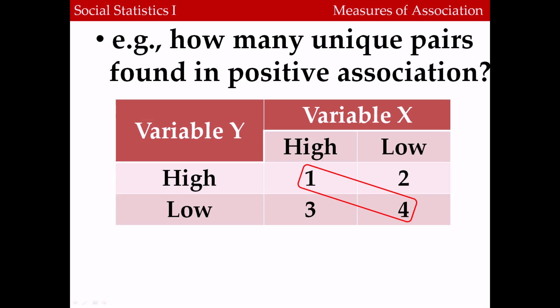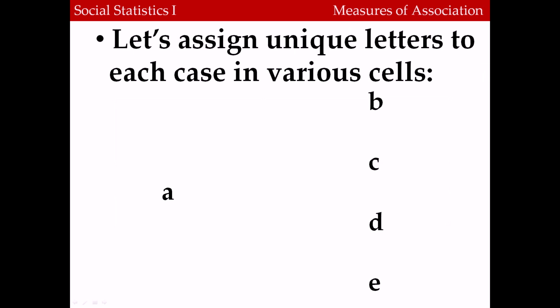How do we know how many unique pairs of cells are found across the combination of these two cells? Well, to answer that question, let's suppose that we assigned a letter value to each of the 5 people involved in the combinations of cells between 1 and 4. So let's say that we call the person in cell 1 A, and we call the 4 people in cell 4 B, C, D, and E. How many unique combinations can we make across these two cells?